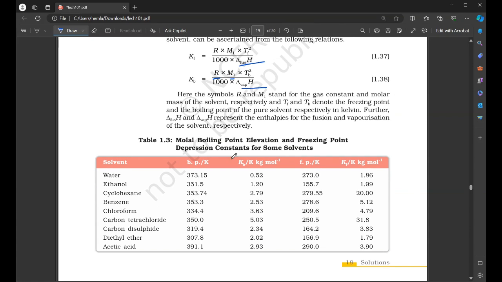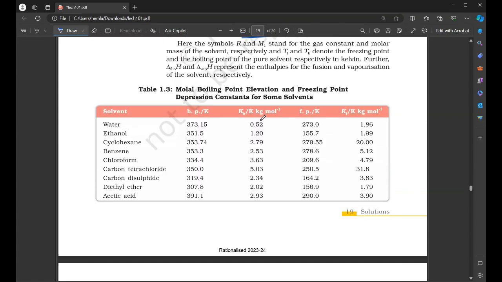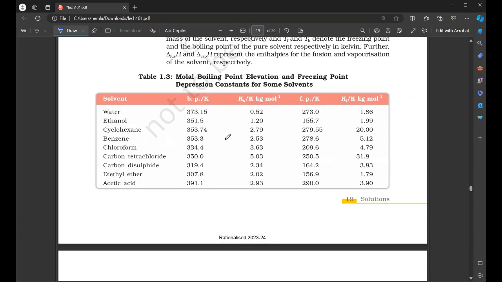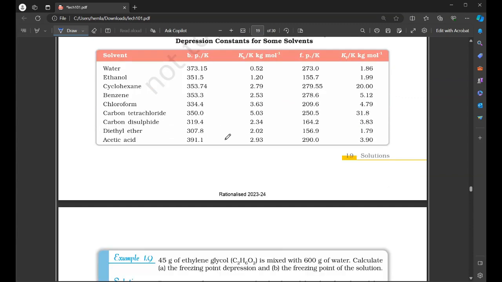So this is the table basically. I don't think this is very necessary because the values are given in the question. If it's necessary, I don't think I've used this table anywhere.